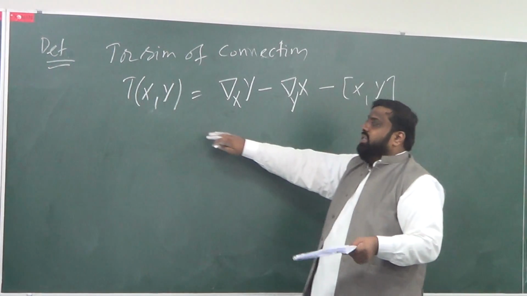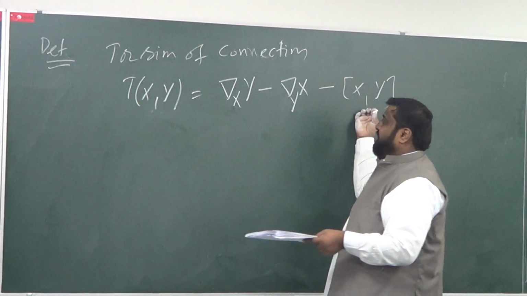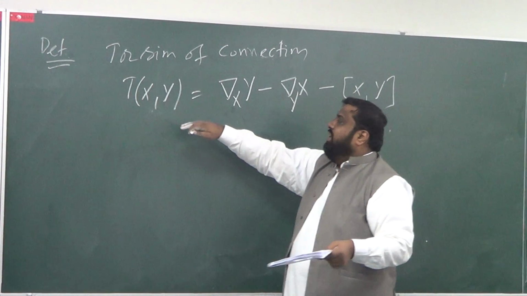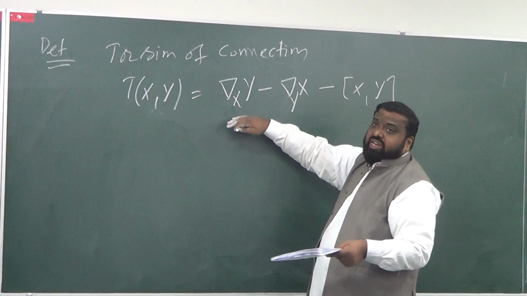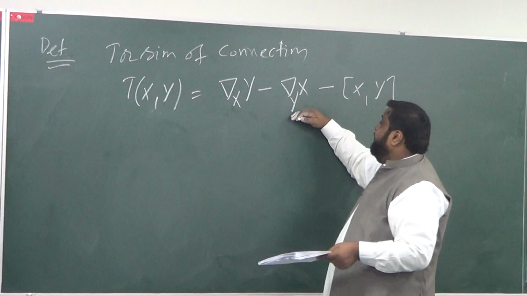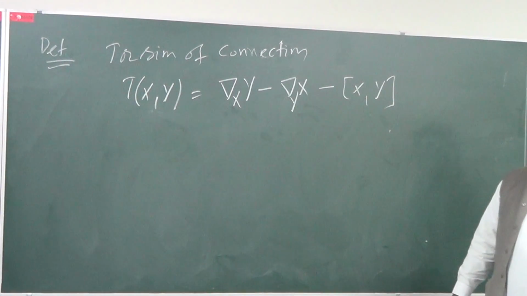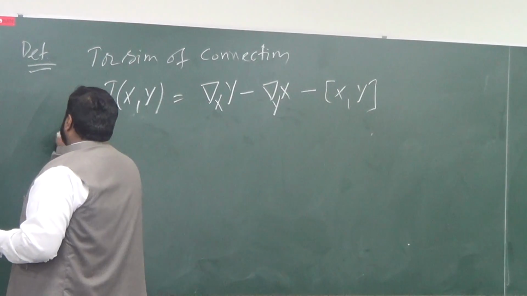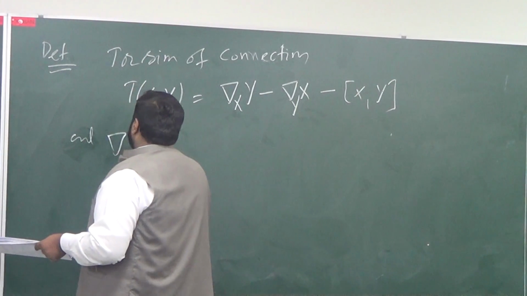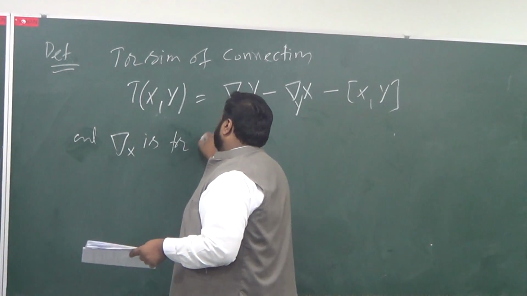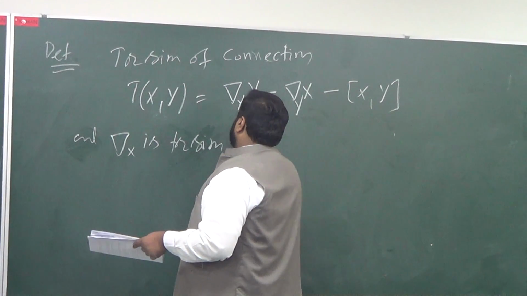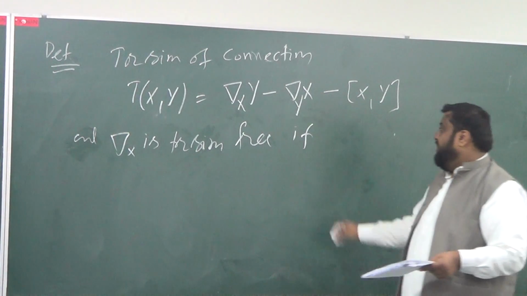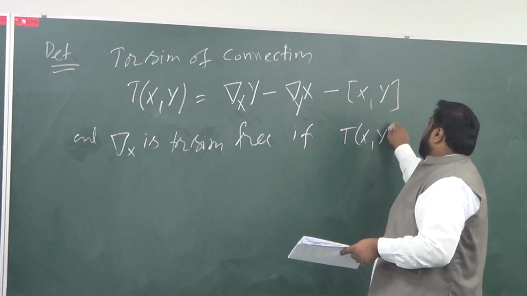So the torsion is a quantity. So we have this operator. We say that the torsion of a pair of tangent vectors is the covariant derivative of y with respect to x and the covariant derivative of x with respect to y minus the commutator. I'm going to say a connection is torsion free if T of x, y is 0.